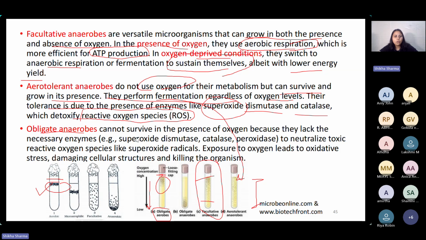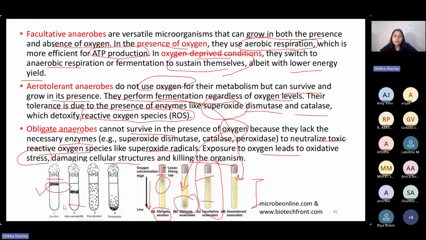And obligate anaerobes cannot survive in the presence of oxygen. They need strictly anaerobic conditions because they lack the necessary enzymes like superoxide dismutase and catalase to neutralize toxic reactive oxygen species like superoxide radicals. Exposure to oxygen can lead to oxidative stress, damaging the cellular structures and killing the microorganisms. So they will grow at the bottom only.